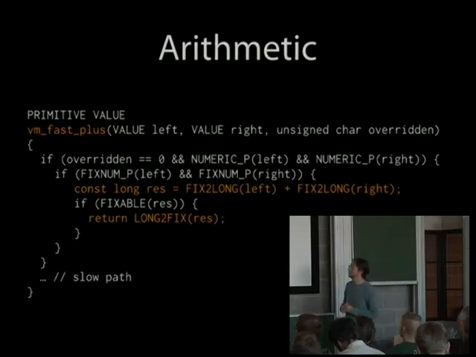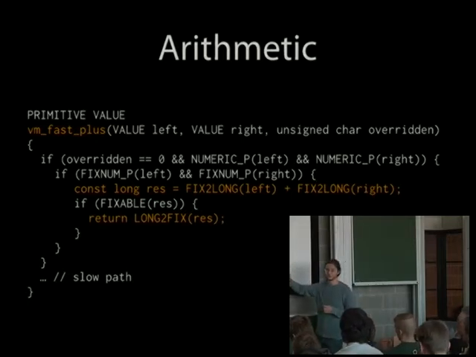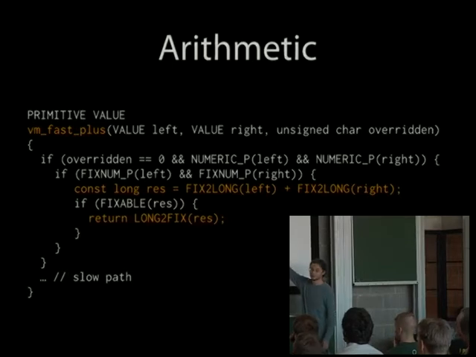Anyway, this is our vm_fast_plus function. Here we first check if the method has been overridden, because if it's overridden, we need to dispatch the plus message. Otherwise, if both operands are numeric types, which are real numbers, then we can check if both arguments are fixnums. If both arguments are the fake objects I just talked about, then we can simply do the plus operation here and return it. And of course, if the result can fit inside one of our fake objects, then we can return a representation for it. So this is the fast path of the plus operation. The slow path is, of course, to actually dispatch the plus message, which is very slow. We don't want that, we want a fast one.